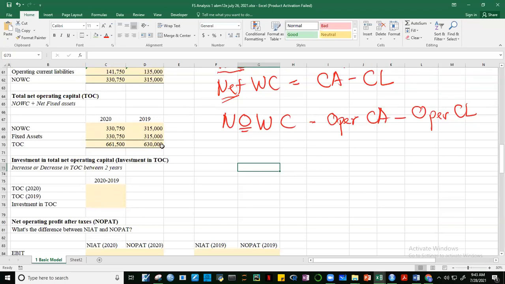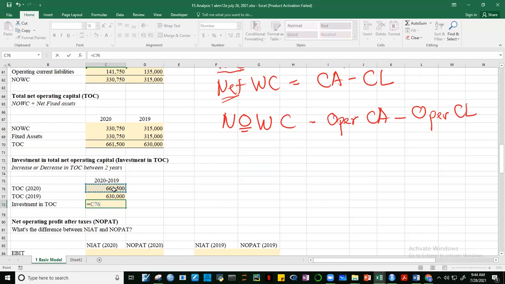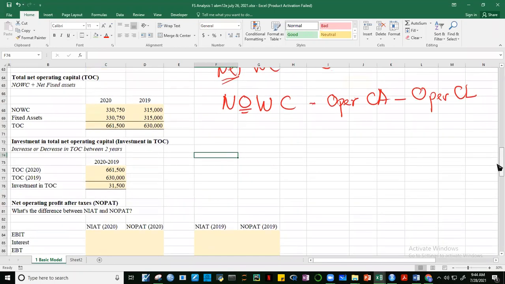Okay, now we'd like to know guys, magkano yung investment in TOC? Kasi nung 2019 it was 630, then in 2020 naging 661. So we just compute for the difference between the two. TOC natin in 2020 is 661. Okay, TOC in 2019 is 630. Therefore, how much was invested? So it's just the difference between the two. Yan. So this was the investment in total operating capital.